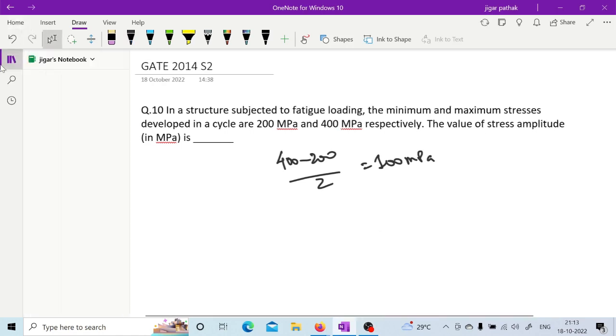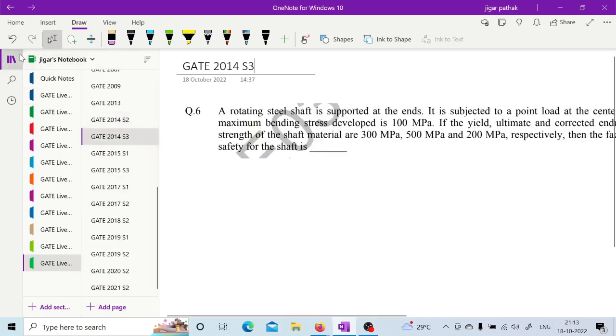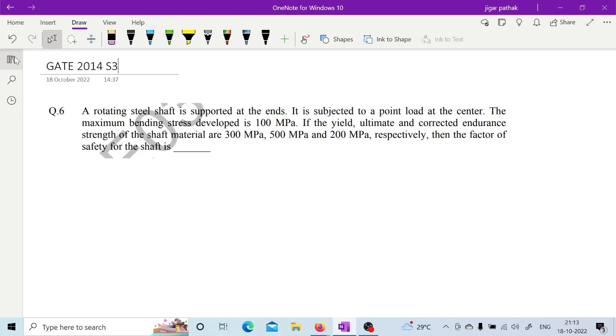So the next question is: a rotating steel shaft is supported at the ends. It is subjected to a point load at the center. The maximum bending stress developed is 100 megapascal. If the yield, ultimate and corrected endurance limit is 300, 500 and 200 megapascals respectively, then the factor of safety for the shaft is. How will you solve this one? Can you try? Yes, sir. Please try this.